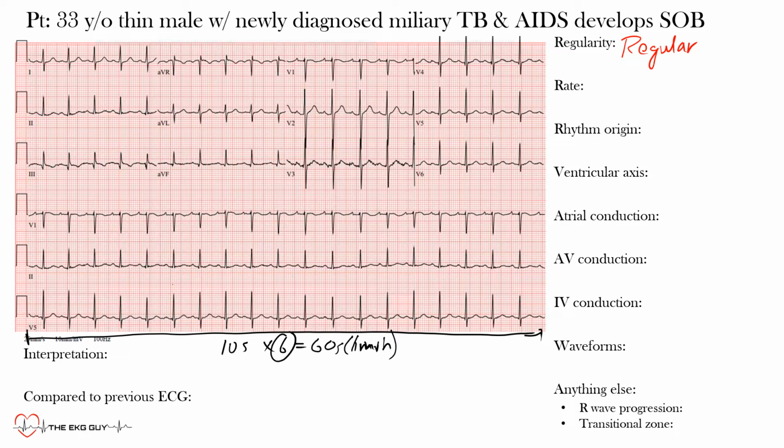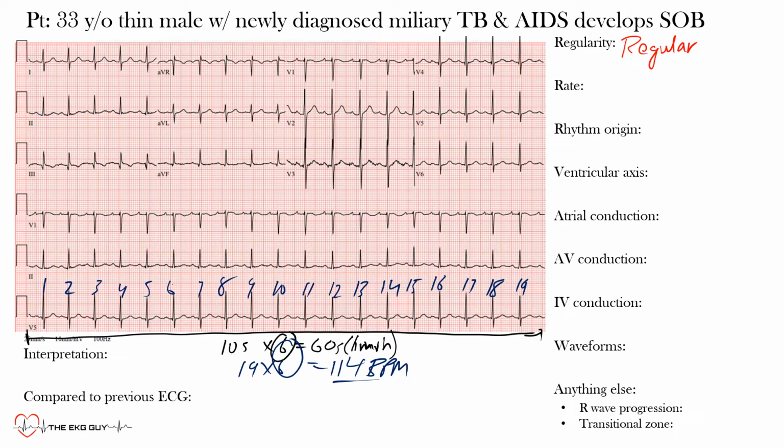So we'll count the ventricular complexes and multiply by 6 to get the rate. 1, 2, 3, 4, 5, 6, 7, 8, 9, 10, 11, 12, 13, 14, 15, 16, 17, 18, 19. Okay, so we have 19 complexes. What we would do is take 19, multiply it by 6, and 19 times 6 is 114 beats per minute. Okay, so that's an estimate of the rate.